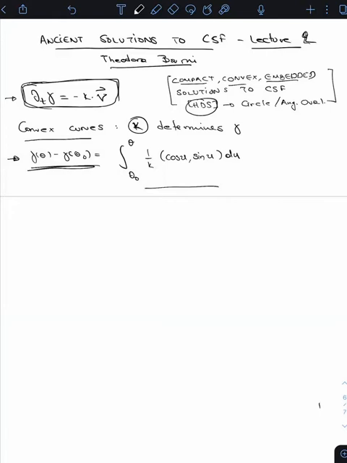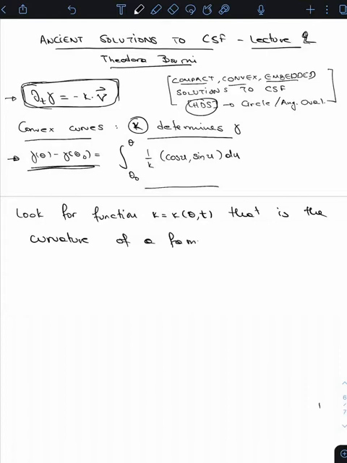Okay, so as the curvature determines the curve, we're gonna look for a function kappa(theta, t) that is the curvature of a family of solutions, of a family of curves gamma_t that satisfy curve shortening flow.